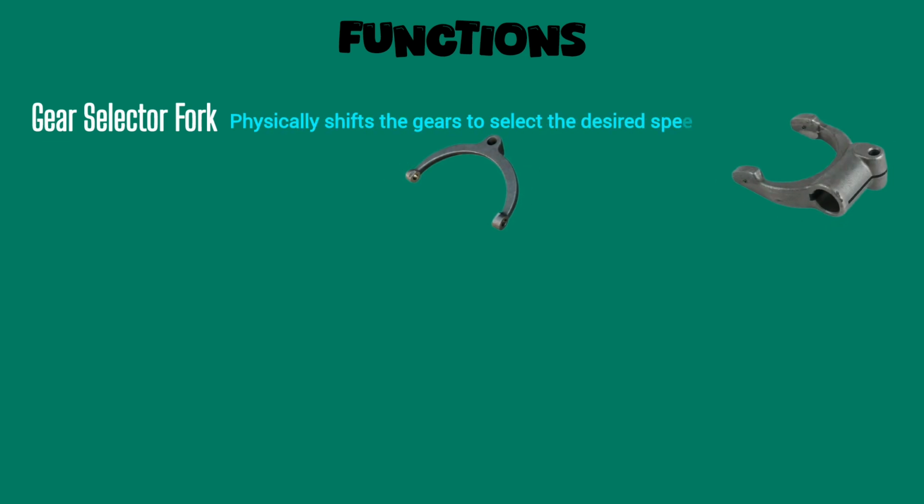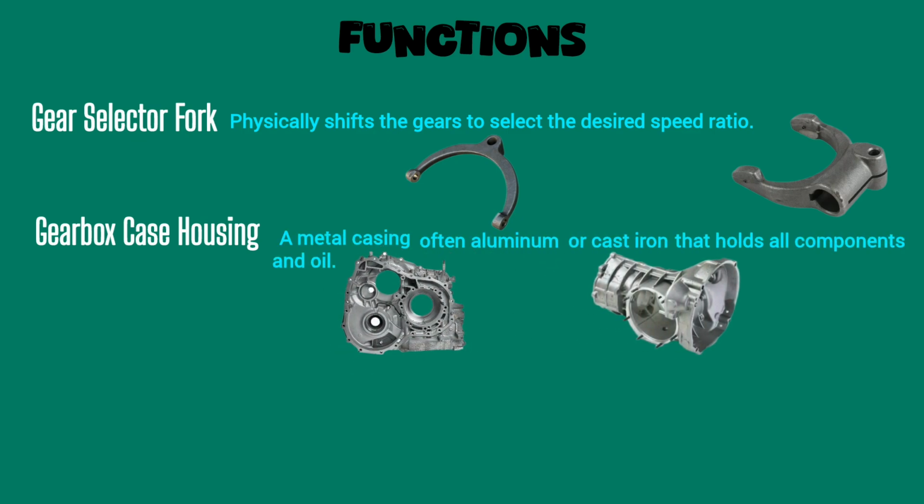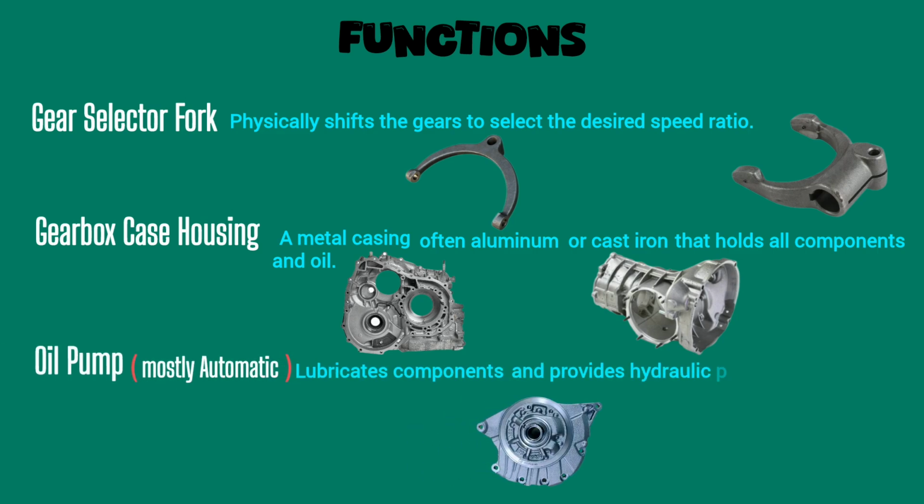Gear selector fork: physically shifts the gears to select the desired speed ratio. Gearbox case housing: a metal casing, often aluminum or cast iron, that holds all components and oil. Oil pump, mostly automatic: lubricates components and provides hydraulic pressure for automatic shifting.